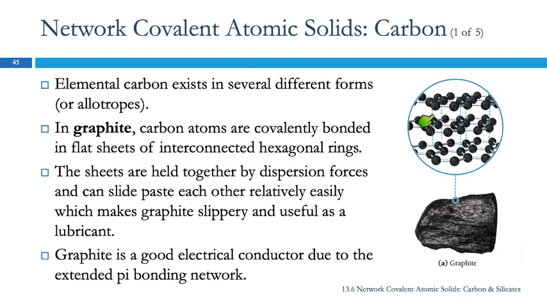As a result, the connection between adjacent sheets is very weak, and so they can slide, right? And so that's what makes graphite slippery. And as you pull your pencil across the paper, layers of it slide off and stick on the paper. Graphite's a good electrical conductor because it's got this extended pi bonding network, and that's the molecular orbital business. And so it can actually conduct electricity even though it's not a metal.